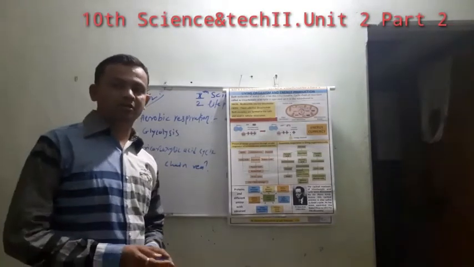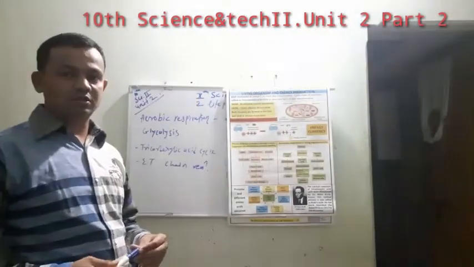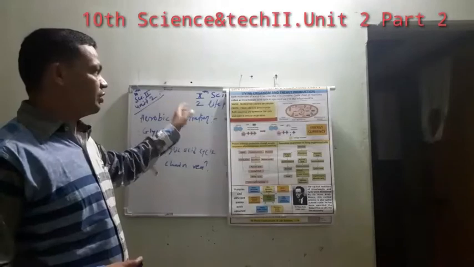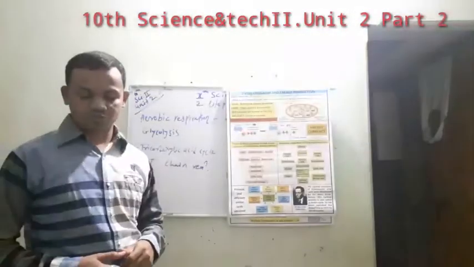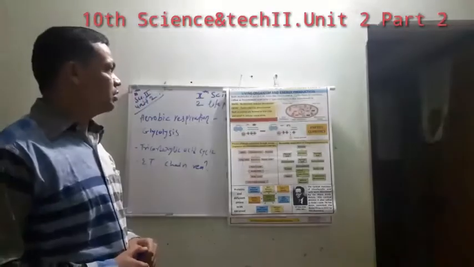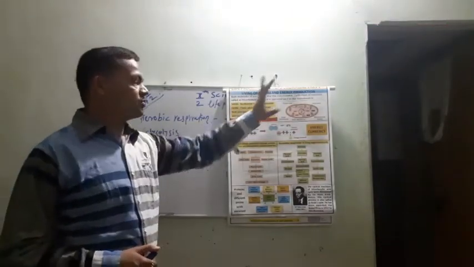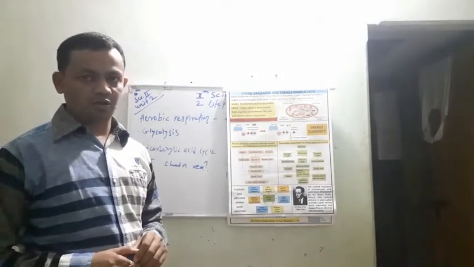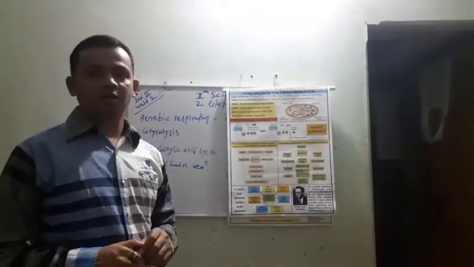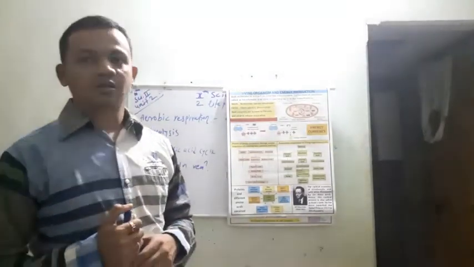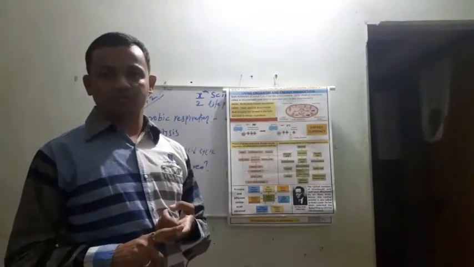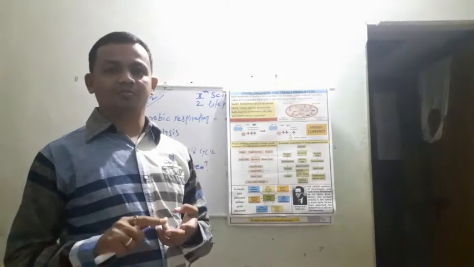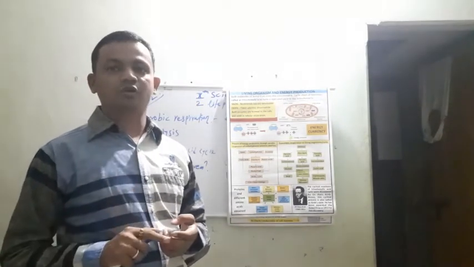Hello students, in the last lecture we started 10th science paper two, unit number 2, that is Living Organisms: Life Processes, part 1. In this we have seen living organisms and energy production. We saw that for the production of energy, nutrients are important, and also oxygen, which is inhaled by the process of respiration, is important.